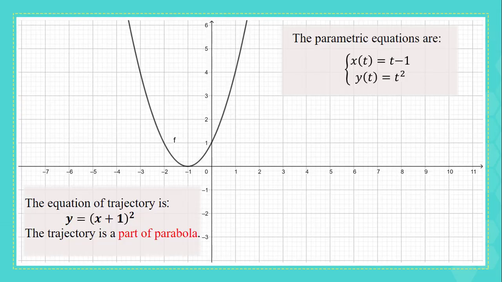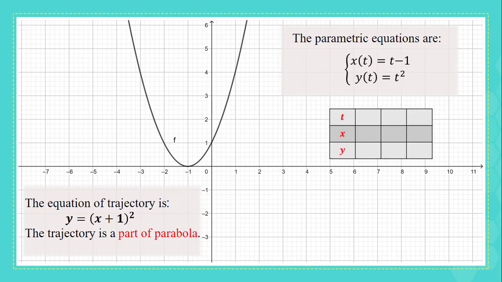To see the path of this particle with time on this parabola, we will follow the same previous steps. At time t is equal to 0, the coordinates of this particle were x is equal to minus 1 and y is equal to 0. At the instant t is equal to 1, x was equal to 0 and y is equal to 1. Then the particle moved to this point, and at the time t is equal to 2, x is equal to 1 and y is equal to 4. The particle moved up to this position.